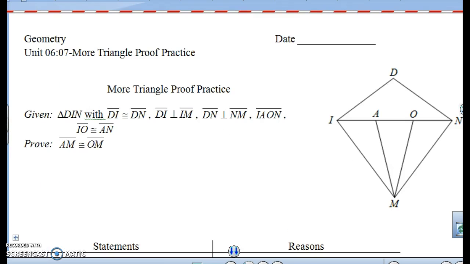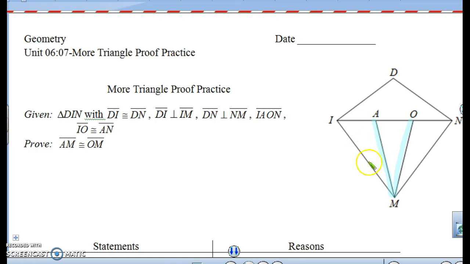So our goal is to get AM congruent to OM. AM is here and OM is there. So our goal is to get those two sides congruent. Now, by the way we've been doing this, we've been using CPCTC once we've proved a pair of triangles congruent. So let's see if we can apply that here. Let's figure out what triangles we probably want to prove congruent.